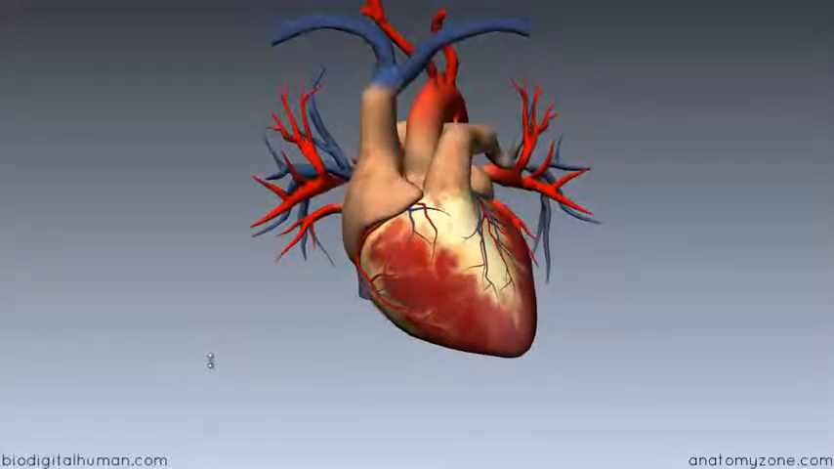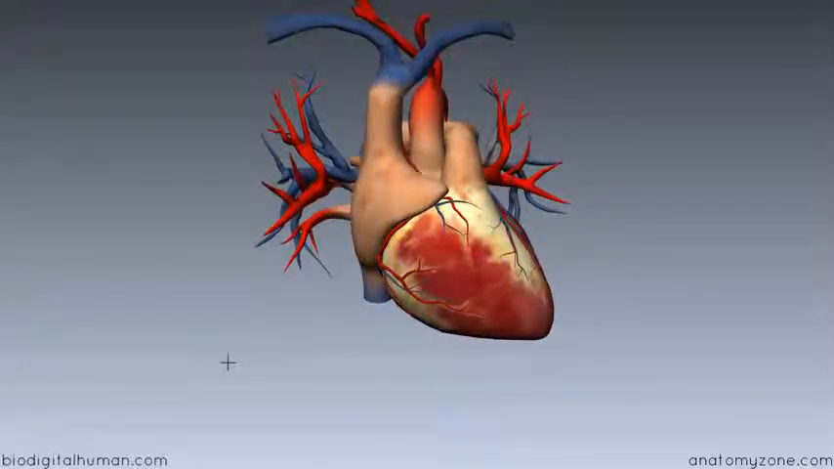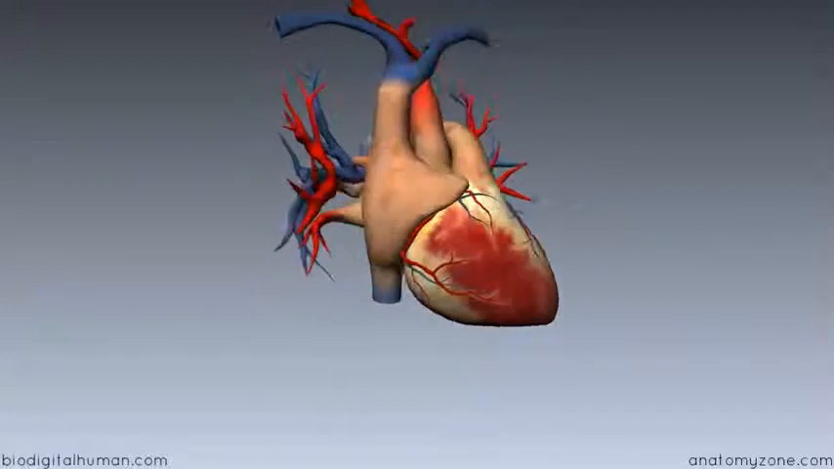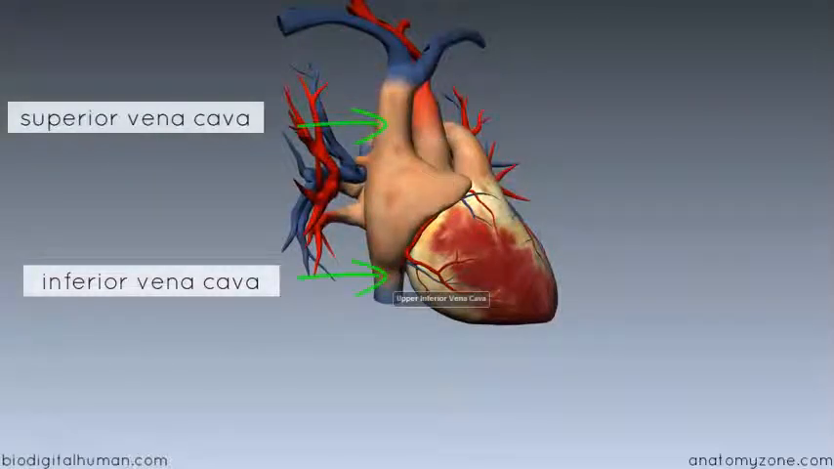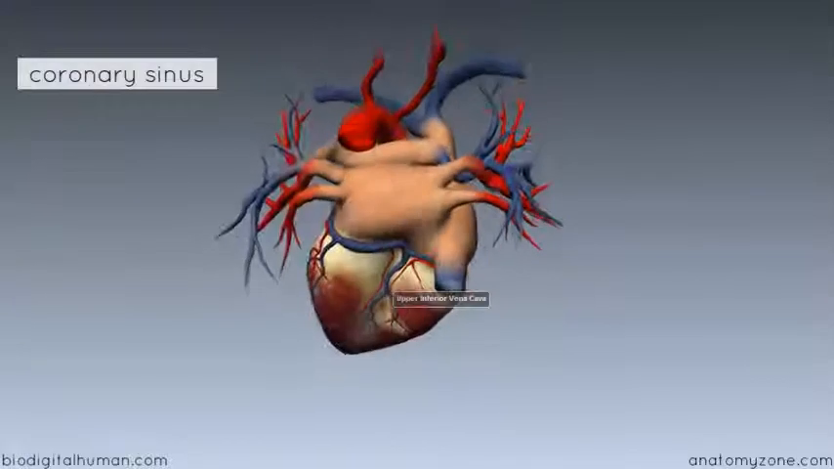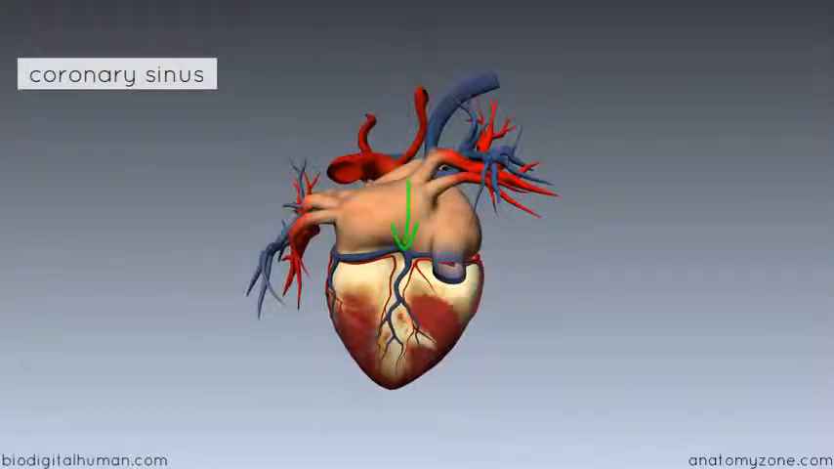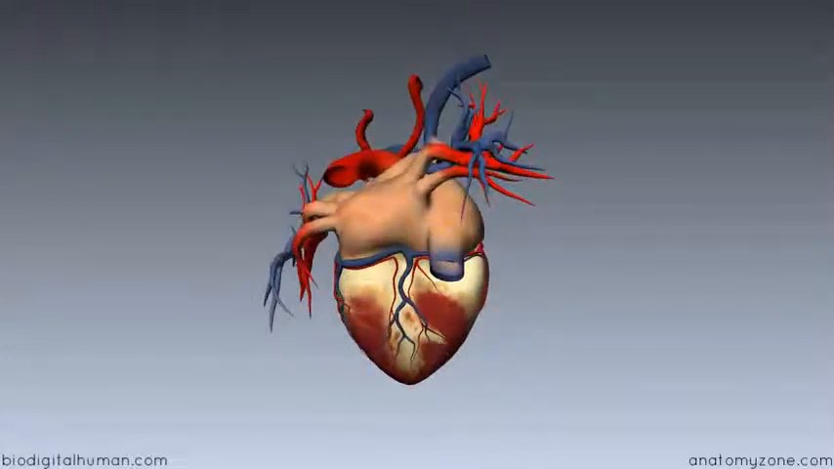So I'm assuming a bit of preliminary knowledge, so you know the basic structure of the heart in terms of the atria and ventricles, and also that you are aware of the great vessels and what these are, and the basic function of the heart. So the right side of the heart receives deoxygenated blood, and it receives this blood from two great vessels. So you've got the superior vena cava and the inferior vena cava, and then you've got the coronary sinus at the back, which delivers deoxygenated blood from the walls of the heart into the right atrium.